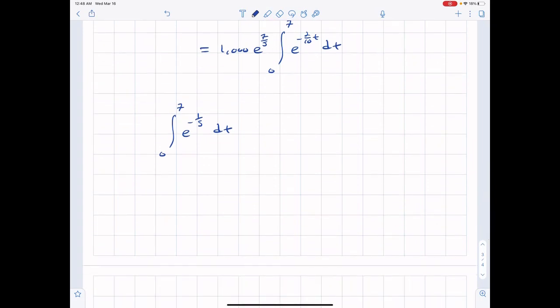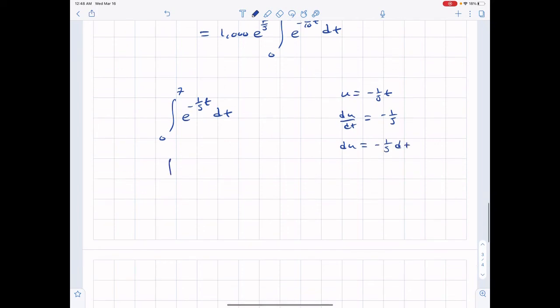And this is a u substitution thing, right? And there's a t in there. I can say u is negative 1 over 5 t, du dt is negative 1 over 5. So du is negative 1 over 5 dt. And I can write the antiderivative, e to the negative 1 over 5 t dt, as equal to, I can solve for the dt if I want. dt is negative 5 du.